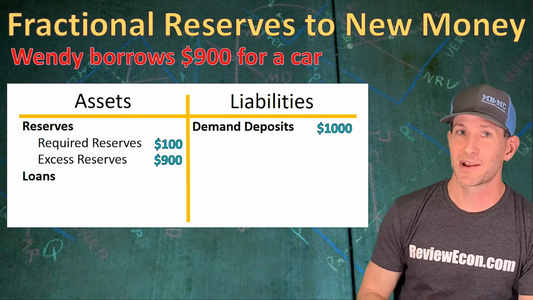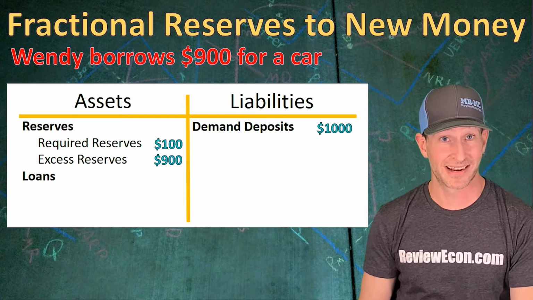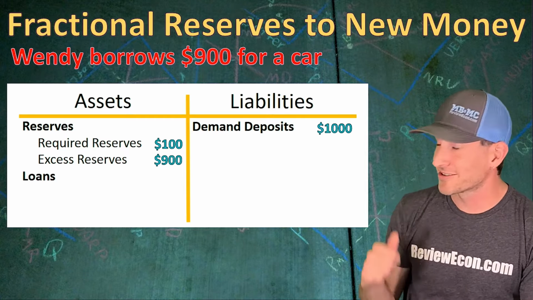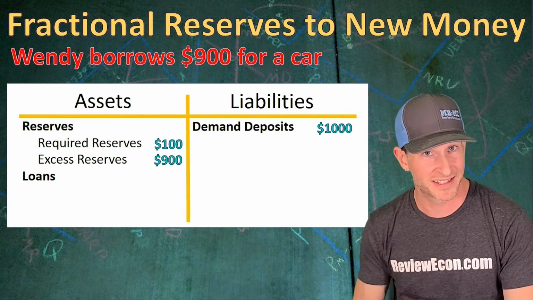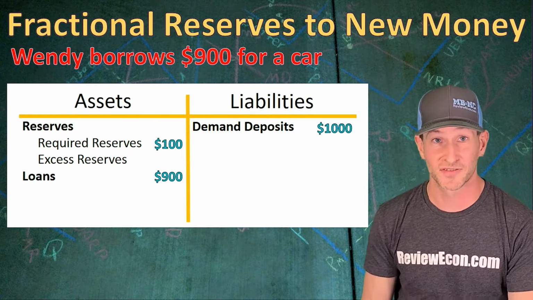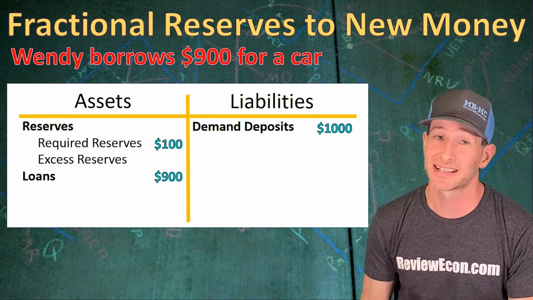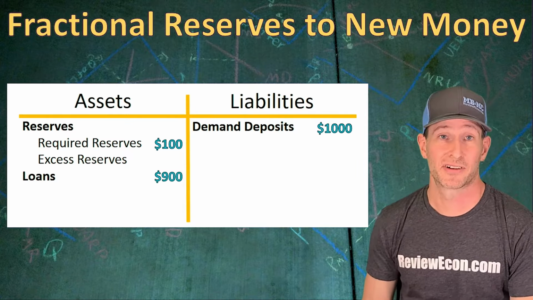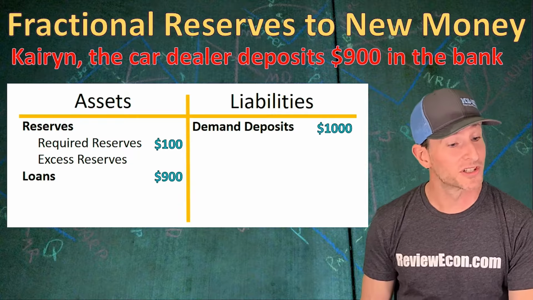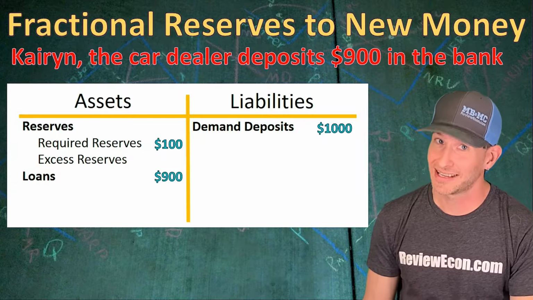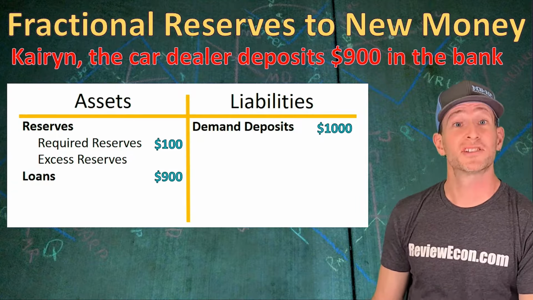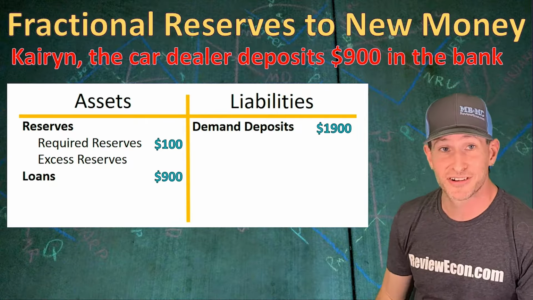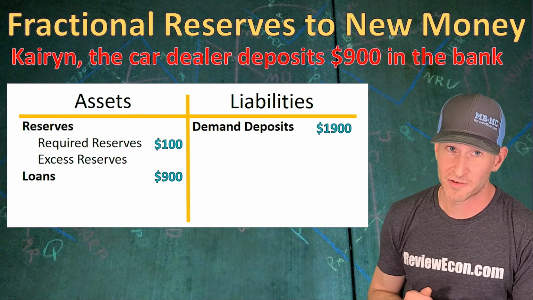So let's say the next day Wendy goes to that bank and borrows that $900 of excess reserves to pay for a car. That means that $900 of excess reserves will disappear and become $900 of loans. Wendy will pay those back, so they stay on the asset side. The next day, the car dealer that receives the $900 from Wendy, Kyron, will deposit that money, $900, into the bank. And since Kyron's going to put it in his checking account, that's going to increase our demand deposits to $1,900.